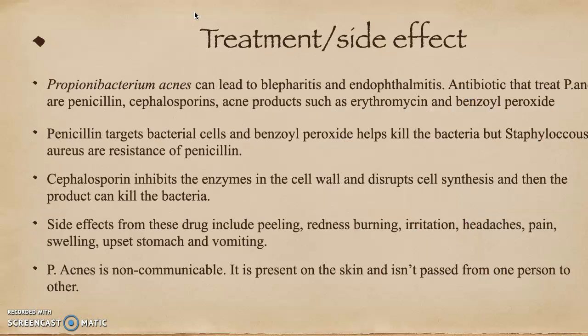So next I'm going to talk about treatments and side effects. So Propionibacterium acnes can lead to many different types of side effects, and it has many different treatments, but the most common treatment is benzoyl peroxide. It basically attacks the bacterial cell and it helps kill the bacteria. The other ones also inhibit the enzyme in the cell wall, and it disturbs the cell synthesis, and then the product can kill the bacteria.